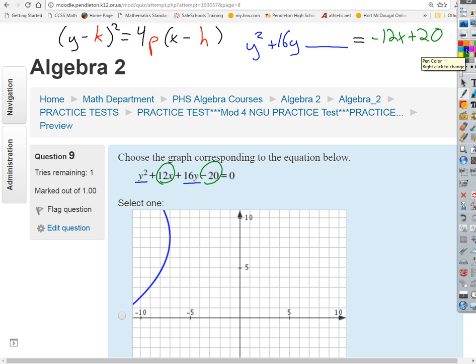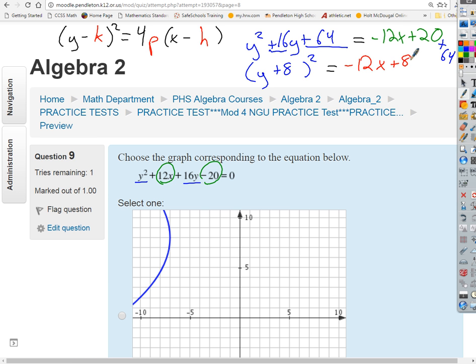Does that make sense? Okay, so then for the y's, what's the number that's going to go with y in that perfect square? 8. Very good. Half of 16 is 8, which means what number do I have to add to both sides? 64. Good. Okay, so then that gives us, on the other side, negative 12x plus 20 plus 64 is plus 84.